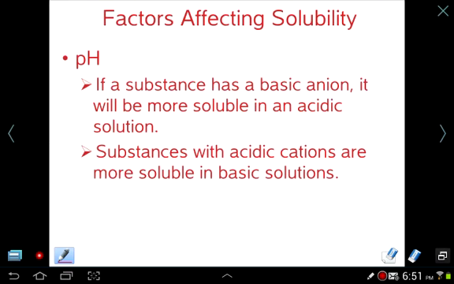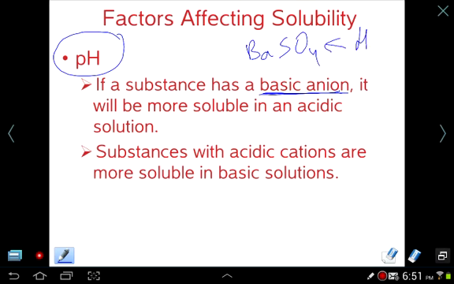Some more considerations about the factors affecting solubility, and these considerations have to do with pH, because in this chapter for the most part we've been talking about acids and bases. If your salt, your substance, has a basic anion, this means our barium sulfate, for example. Sulfate is basic because it came from sulfuric acid, H2SO4. Since it's basic, it'll be more soluble in acidic solution. Acids will actually affect its solubility. And conversely, if you have an acidic cation, that will become more soluble in basic solution, which makes sense.